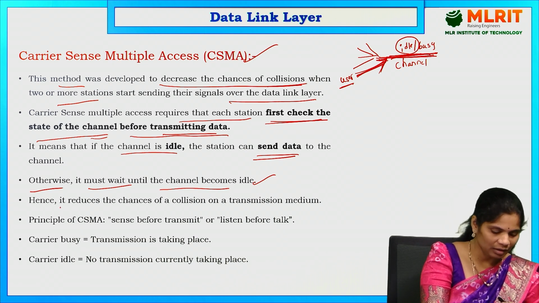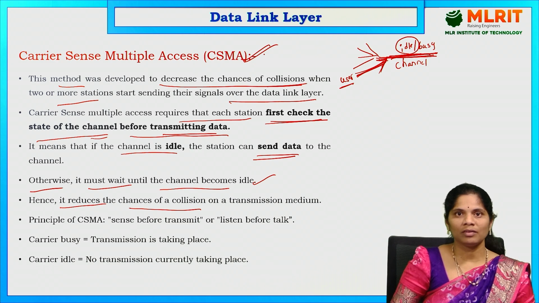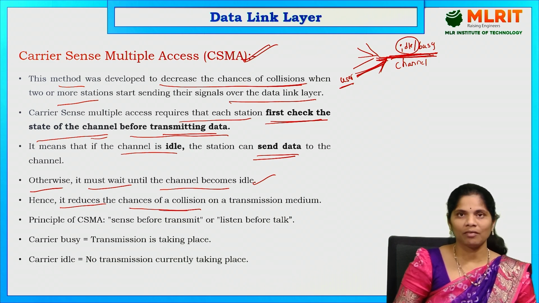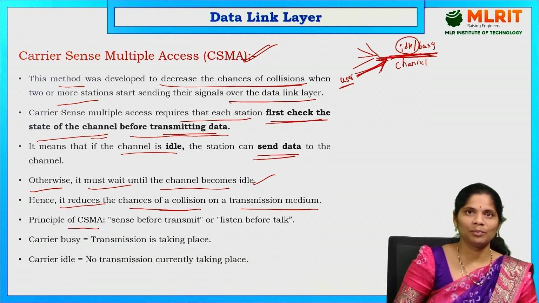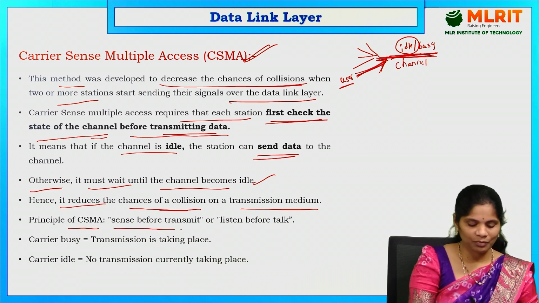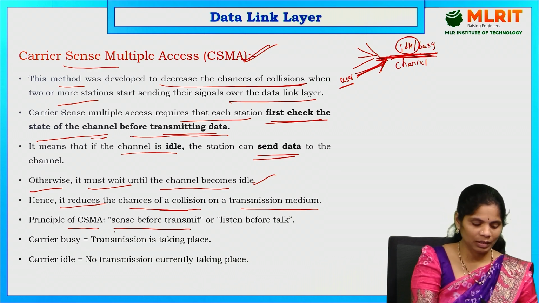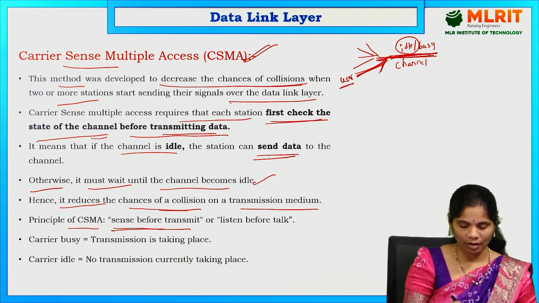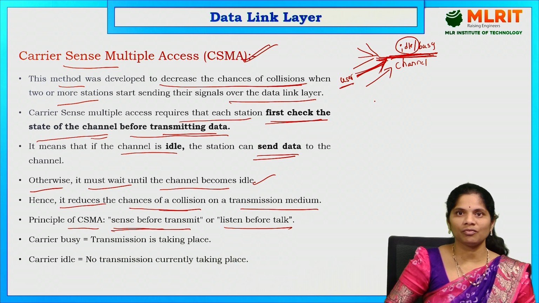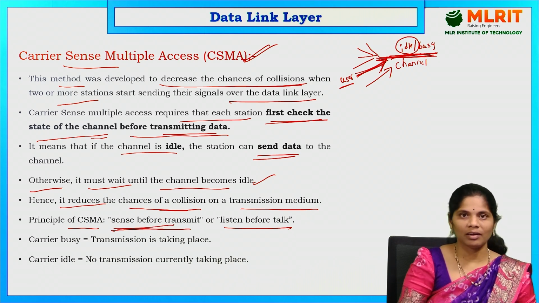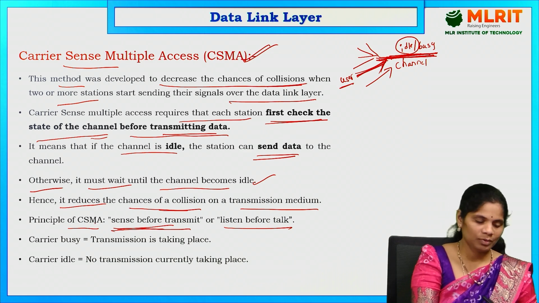And next, it reduces the chances of collision. What is the main use of CSMA? For reducing collision in the transmission medium, we use CSMA. So what is the main principle of CSMA? It is sense before transmit, or listen before talk. Carrier sense multiple access means that before transmitting, the station has to sense the channel, whether it is busy or idle. That is the main principle of CSMA.